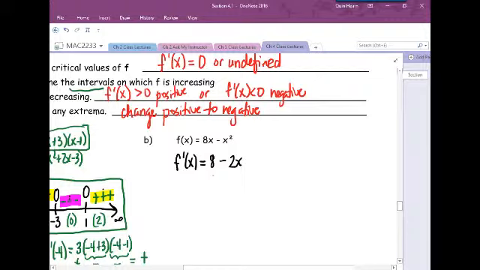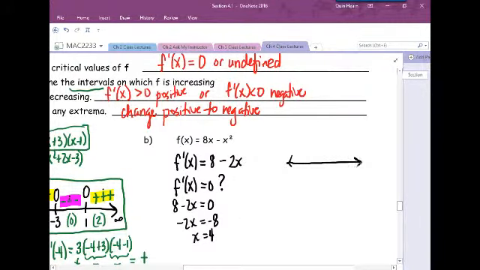All right, so now we're going to find any critical values. What are critical values? Critical values are where the first derivative is 0 or undefined. This is a polynomial. It's never going to be undefined, so we don't need to worry about that for this example. We just need to find, for what x values, the derivative equals 0. So we set 8 minus 2x equal to 0. So that means that negative 2x equals negative 8, which means x is equal to 4. So there's only one critical value, one potential place where we have extrema.